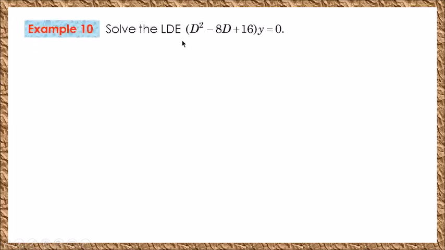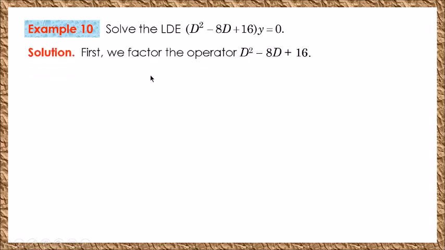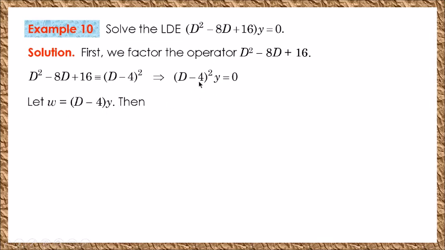Solve the linear DE, D squared minus 8D plus 16 applied to y equal to 0. Again, let's factor this differential operator. So this is a perfect square trinomial, (D minus 4) quantity squared. Hence, we have (D minus 4) squared applied to y equal to 0. So let one of these, (D minus 4) applied to y, be w. So there is a remaining D minus 4, then apply it to w equals 0.